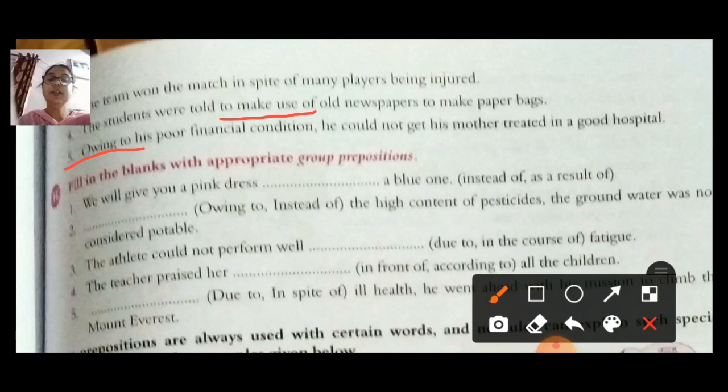So complete it, children. In this G exercise, in the first we have underlined in front of, in second number due to, in third in spite of, in fourth make use of, and in fifth owing to. So complete it, children, and we are going to do the next one, that is exercise number H.